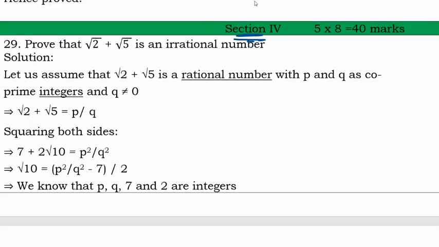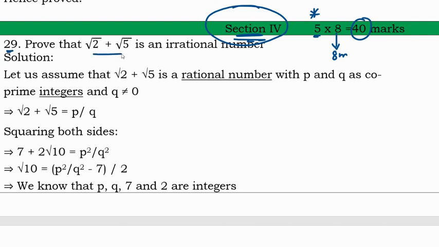We'll move on to the last section of the question paper, section 4. In section 4, we have 5 questions. Each question carries 8 marks, total weightage is 40. Here it is a scoring area, students, and the best part is we have internal choice for each question. So let us see the 29th question.